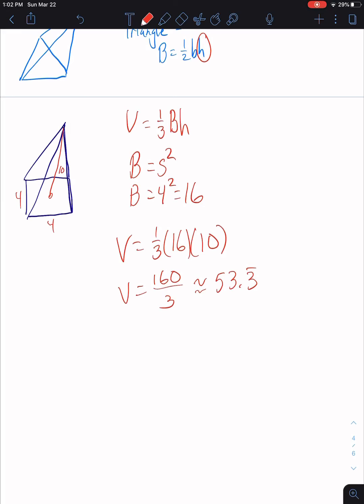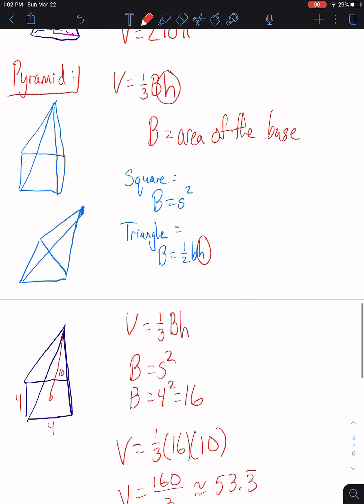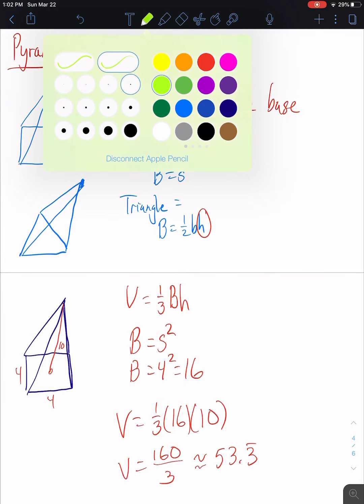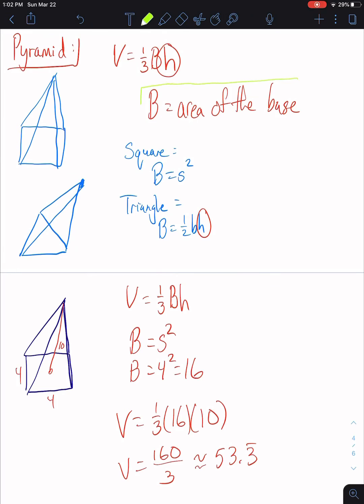And there's just too many examples to go through all of them with the pyramid, but what's really changing is that b, the area of the base. So watch out for that, right? As the area of the base changes, that's something you want to just be on the lookout for, okay?